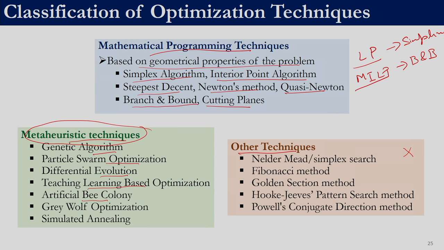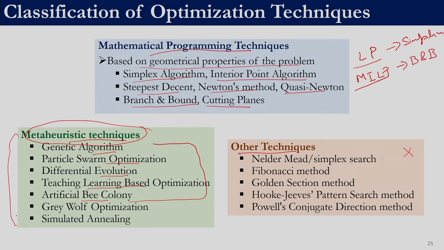There are obviously a lot of other techniques which come up every year, right? But we'll be restricting it to these techniques. So these techniques do not necessarily exploit the structure of the problem. So the way we solve a linear programming problem using a metaheuristic technique is the same way we'll be solving a nonlinear programming problem or a mixed integer linear programming problem or a mixed integer nonlinear programming problem. So these techniques consider the problem as a black box optimization problem. So we'll look into it in detail as and when we start looking into metaheuristic techniques.